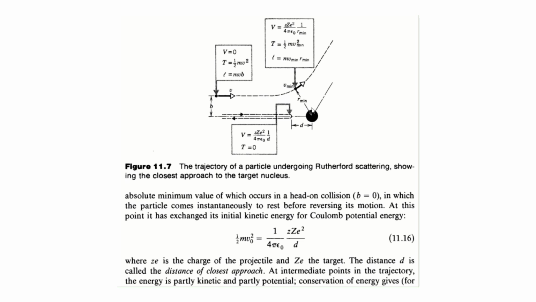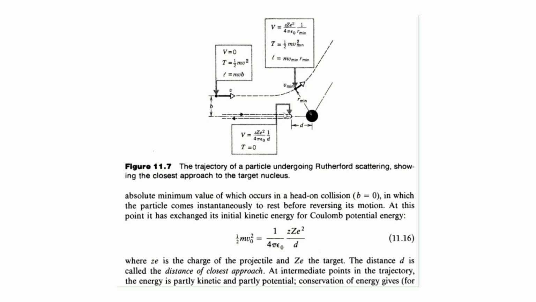Okay, and as the particle comes in, it reaches a minimum distance from the nucleus. That's where its velocity will be minimum, and kinetic energy would be half mv minimum square. Potential energy would be like this, and of course it's Coulombic potential energy, and your angular momentum would be something like this.